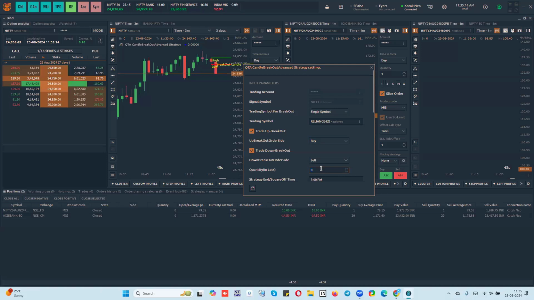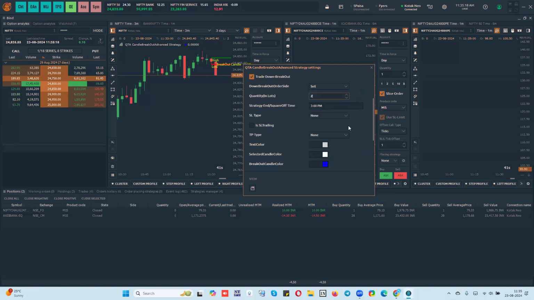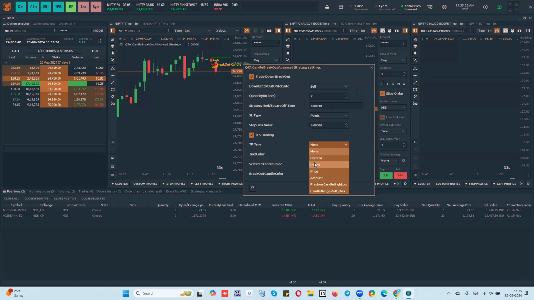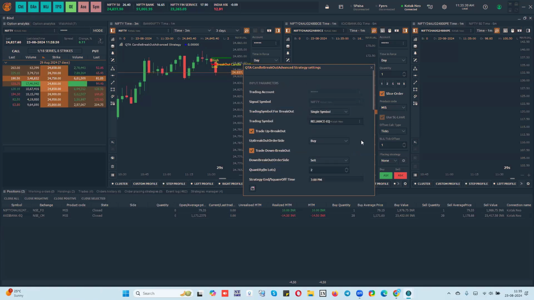And quantity, I'm selecting only two quantities. Just want to show the example how exactly this works. So again, I'm taking say 5 points as stop loss. I'll use the trailing 5 points as take profit. Okay. So again, I'm selecting a particular single symbol option, selecting a trading symbol.